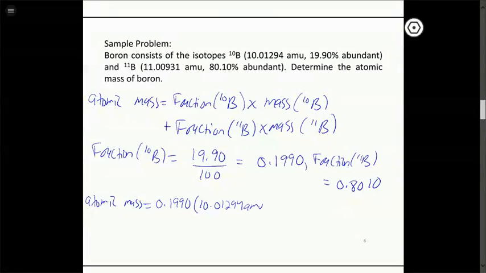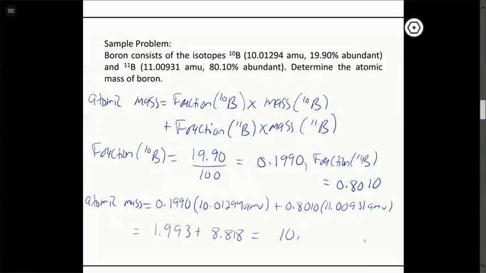AMU. The fraction of the second isotope is 0.8010. Its mass is 11.000. 0.0931. And so when we add these up, we get 1.993 plus 8.818, 10.811 AMU. All right, so that's the atomic mass for naturally abundant boron.